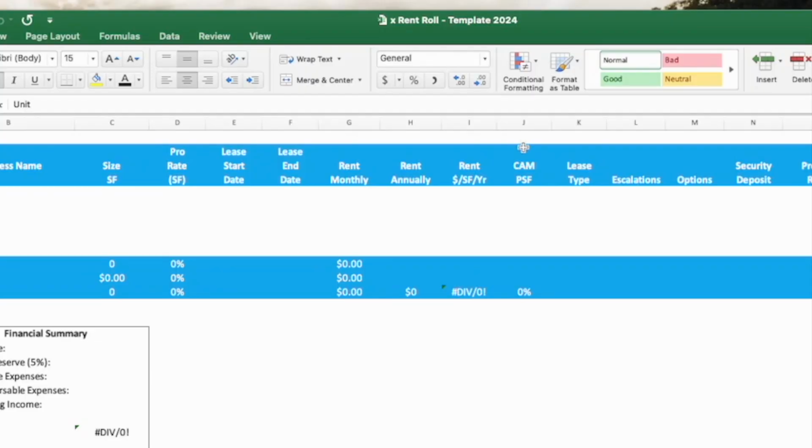For example, I'll get here in a bit, but let's just say we start talking about CAM. Here I just have a CAM per square foot. But there are some rent rolls where they've got your common area maintenance per square foot, your real estate taxes, real estate insurance, and they break it down into three different columns. But here it's just one because we're all on the same page about what CAM is here.